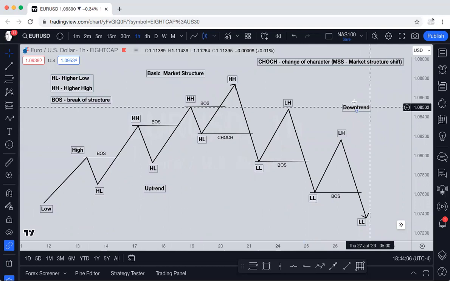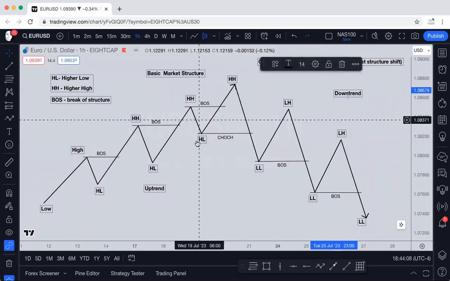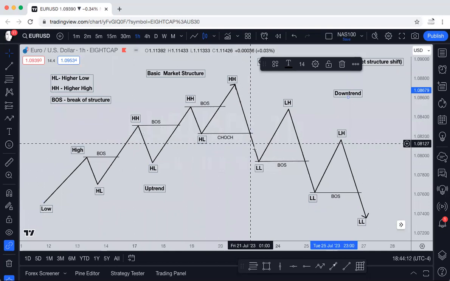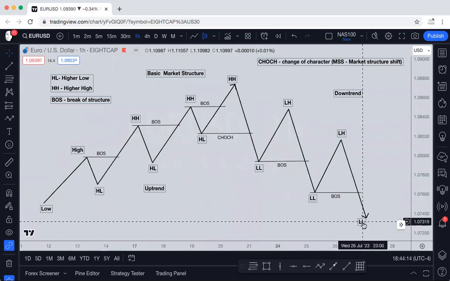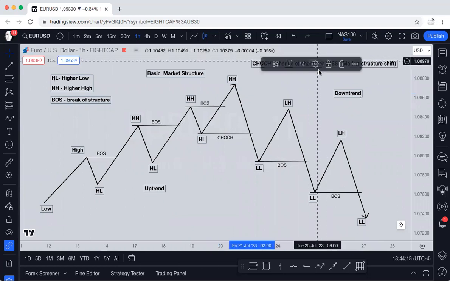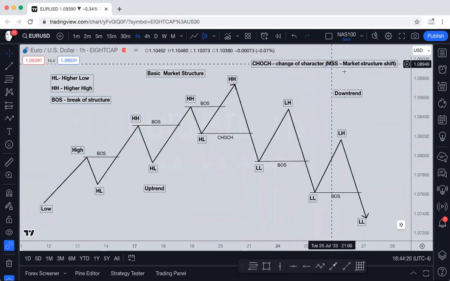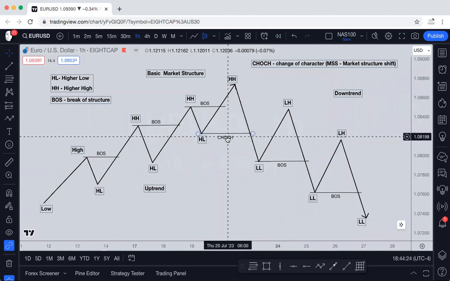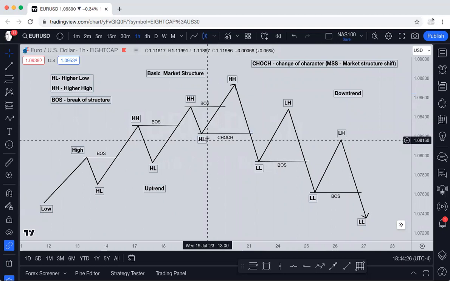Okay. So right here, you see we're in a downtrend. We went from moving up to shifting, changing direction to the downside. So your change of character definition up here is your MSS, which is market structure shift. So either way you want to look at it, they're the same. They're one and the same.